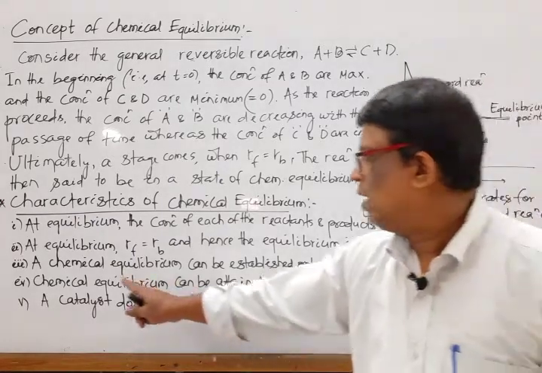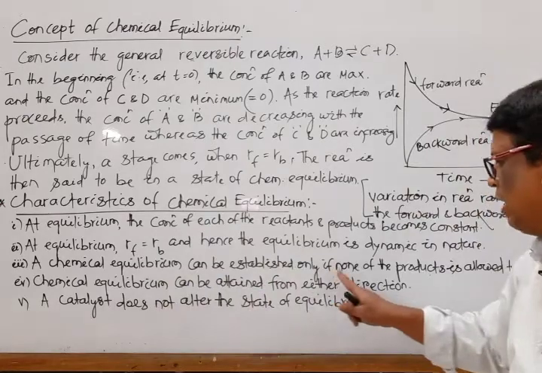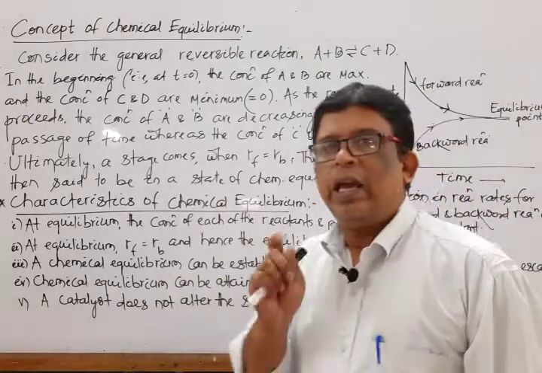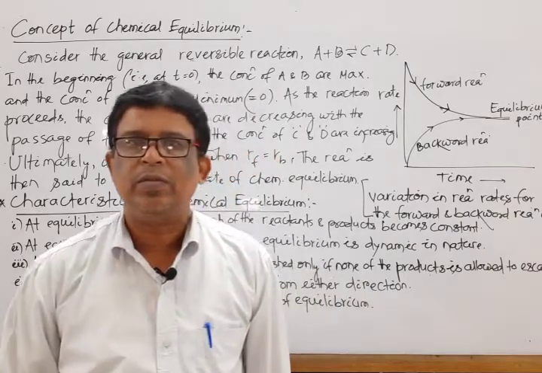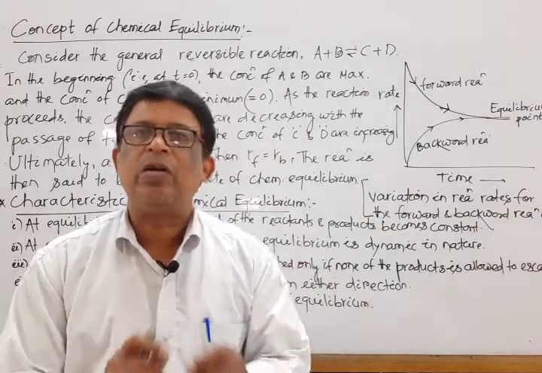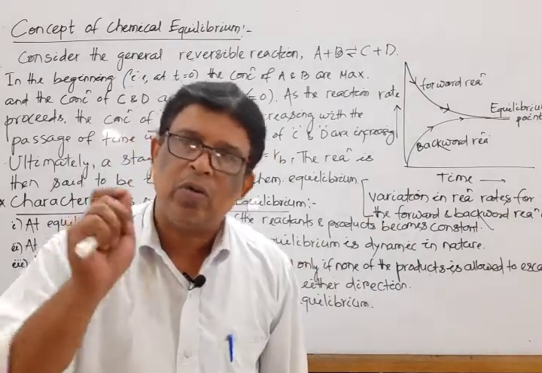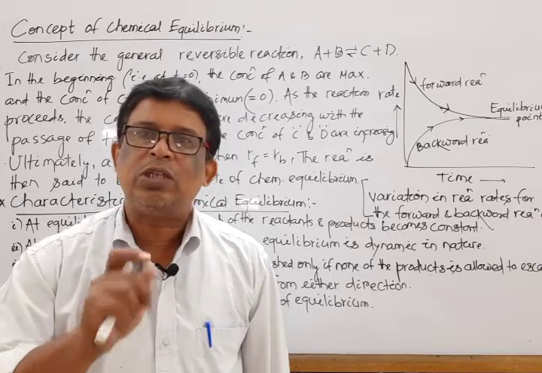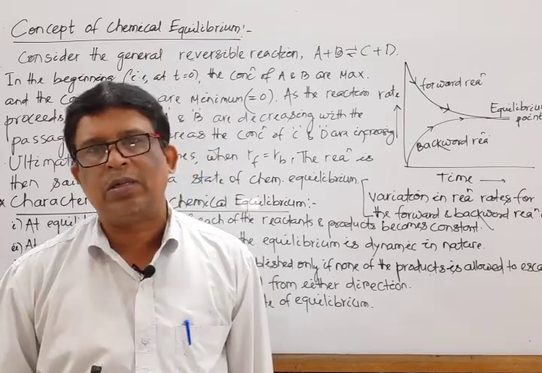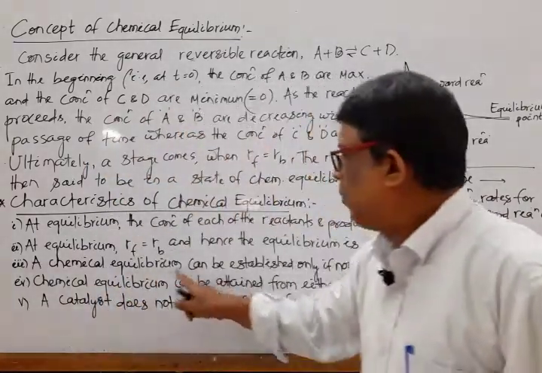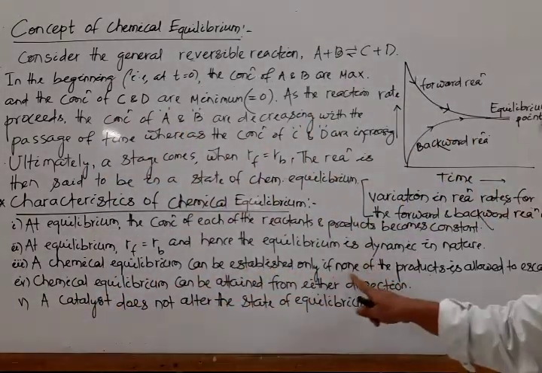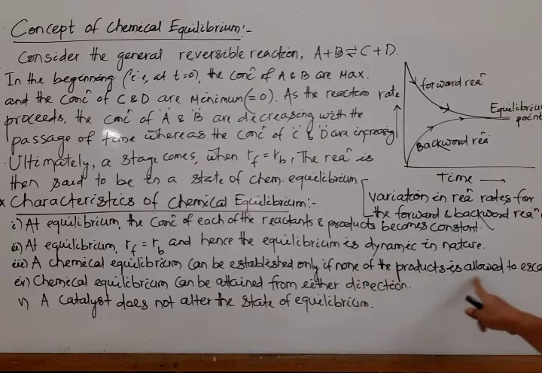Okay. Next is, a chemical equilibrium can be established, as I already discussed, if a reaction involving gaseous species is carried out in a container, then the container must be a closed one. No chances to escape out the product species. Then only equilibrium is attained. Mark that. A chemical equilibrium can be established only if none of the product is allowed to escape out.